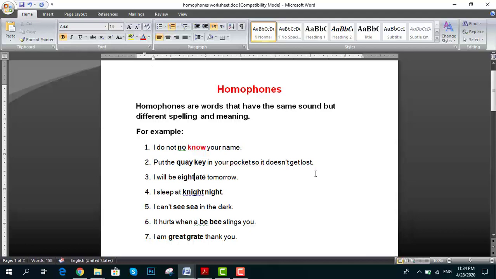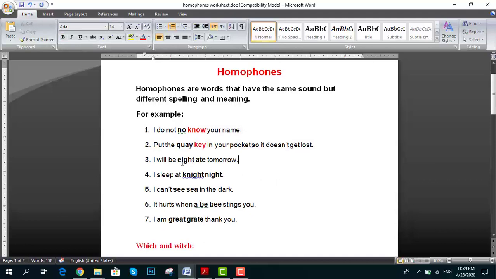Put the key in your pocket so it doesn't get lost. Queue, the first one, means line. So when I say stand up in the queue, it means stand up in the line. Here, key is the key for the door or the car or whatever. So here I'm talking about an object, so it basically is the key, because I'm telling you to put them in your pocket so they don't get lost.